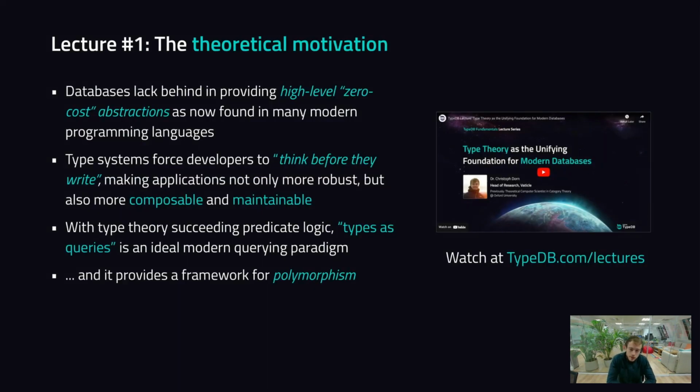In the first lecture, we discussed some of the theoretical motivations of our work, and that started with the observation that databases somewhat lag behind nowadays in providing expressive zero-cost abstractions, which are now found in many modern and emerging programming languages. These abstractions are, more often than not, built on type systems, because type systems are in a somewhat unique position, bridging high-level expressivity on one side and low-level rigor, mathematical formalization and optimization on the other side.